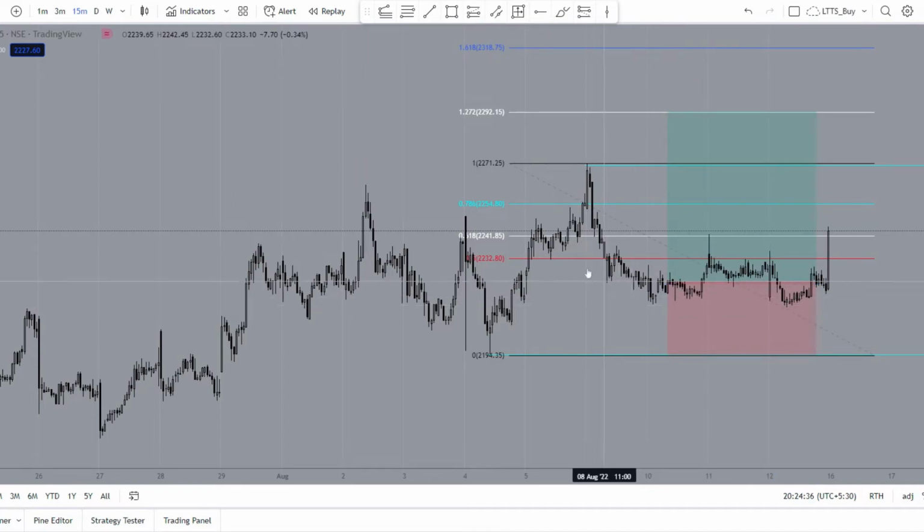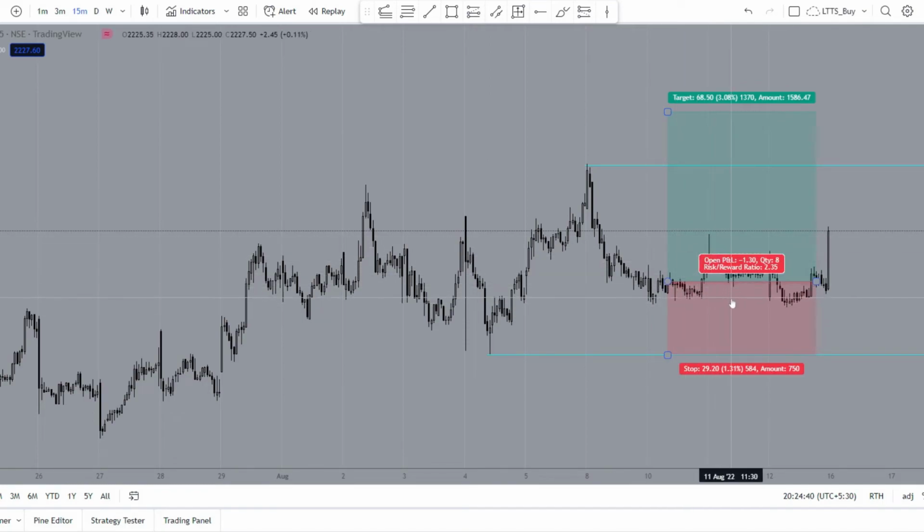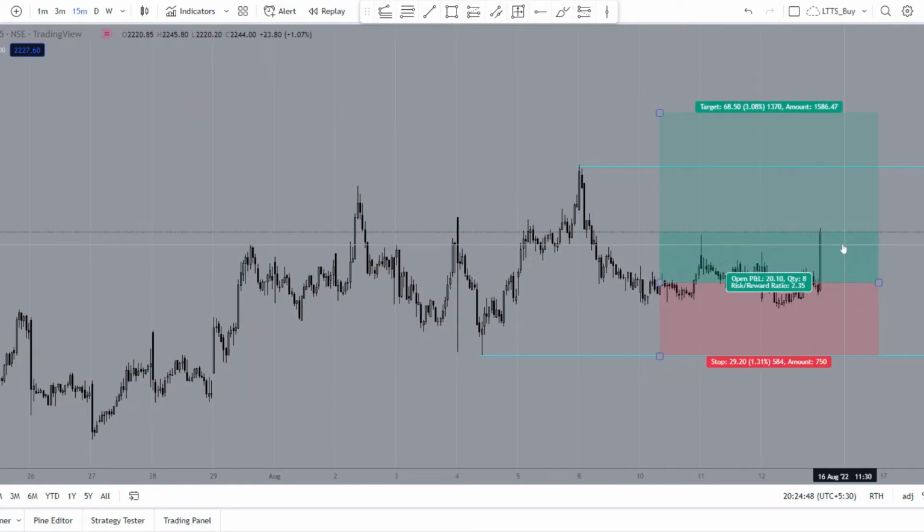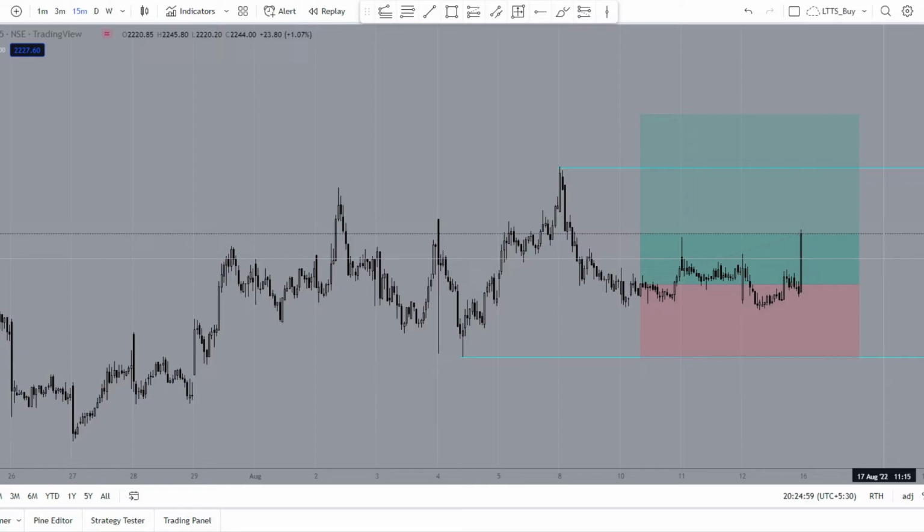So what would have happened? In the first approach, I got stopped out in one trade. If you were employing this very approach, you would have been in profit. You wouldn't have been stopped out here. You would have been in profit and open, somewhere around a 20-point profit. So these are the two things.